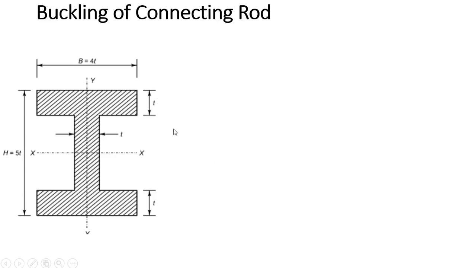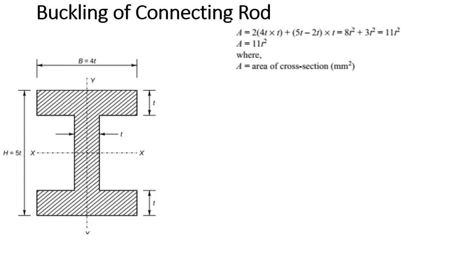Let's say we have an I section with flange thickness t. These are the two flanges, and this is called the web, and the whole is called an I section. We assume that this width B is 40t and this height h is 5t. These are the parameters, the dimensions, you have to assume whenever we study the connecting rod.